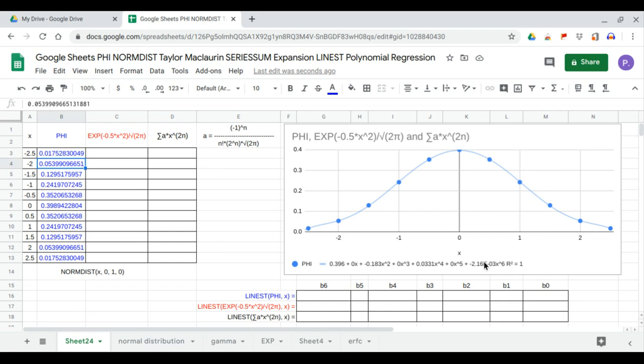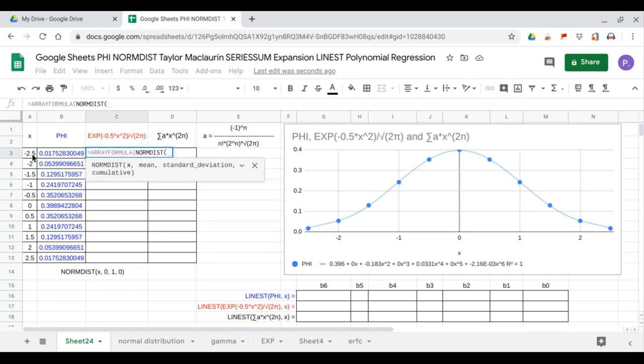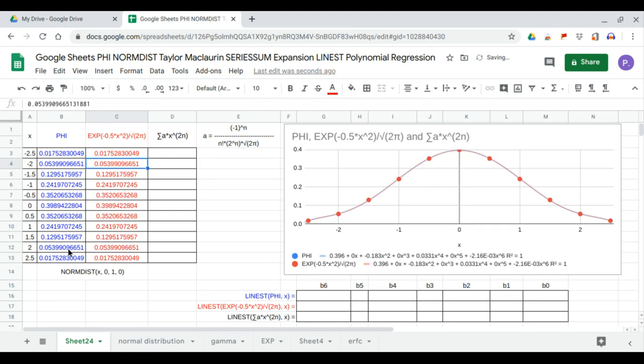Now we can get the same result using NORM.DIST. So our formula, NORM.DIST of the x values, where the mean is 0, standard deviation 1, and it's not cumulative, so it's 0. It is a probability distribution function. And we get the exact same results.